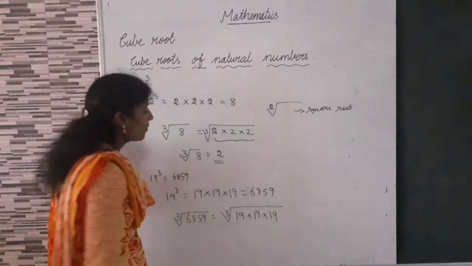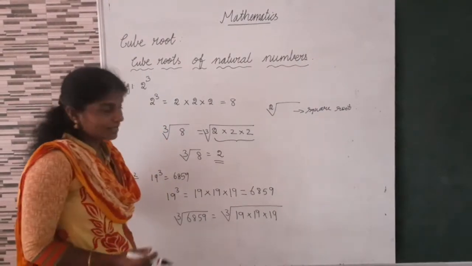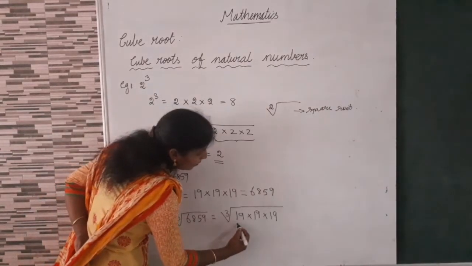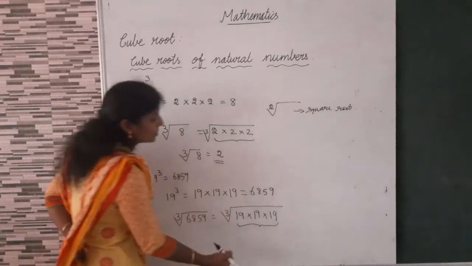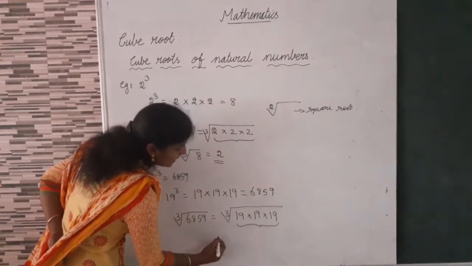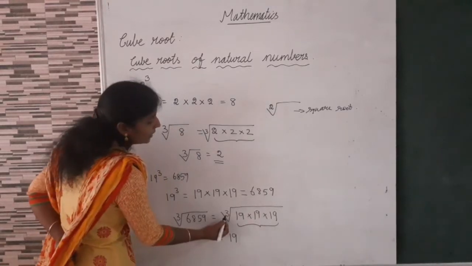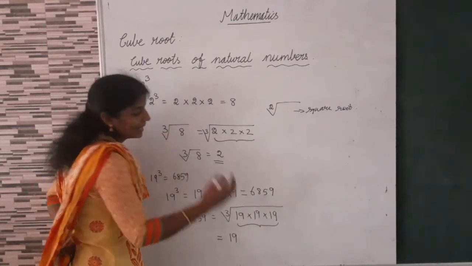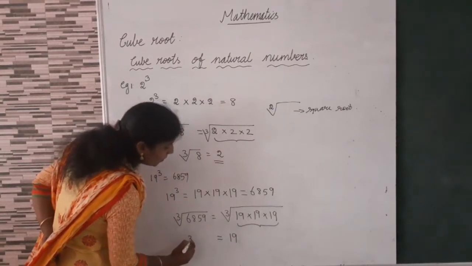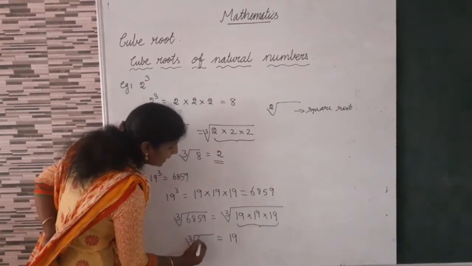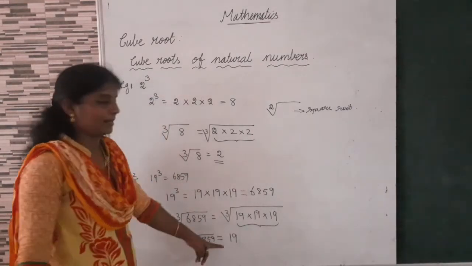So we can write 19 into 19 into 19. Now this is a cube root, so we take 3 in 1 outside. Here 3 times 19, so we can take outside only 19. Because here cube root, cube means 3, 3 in 1 take outside. So cube root of 6859 is equal to 19.